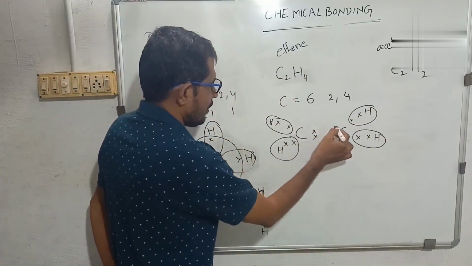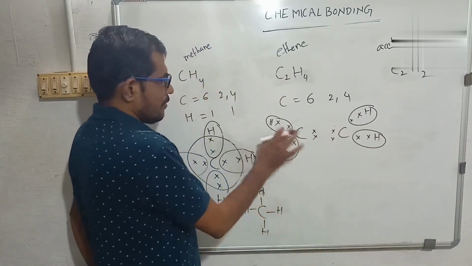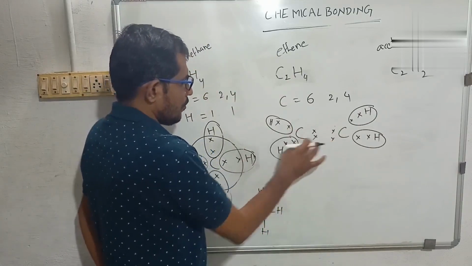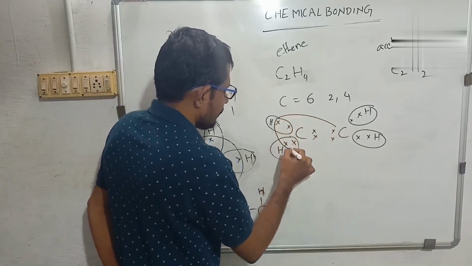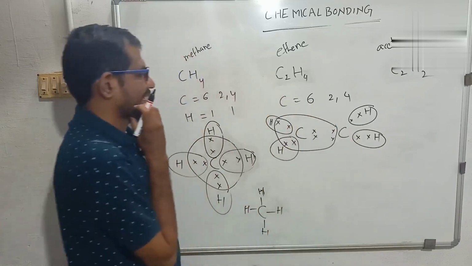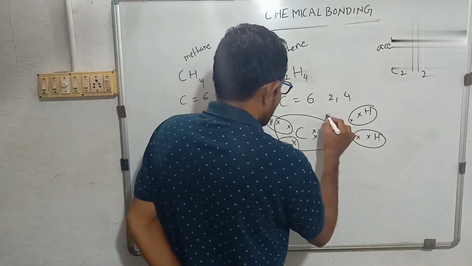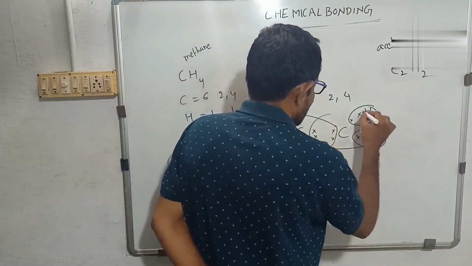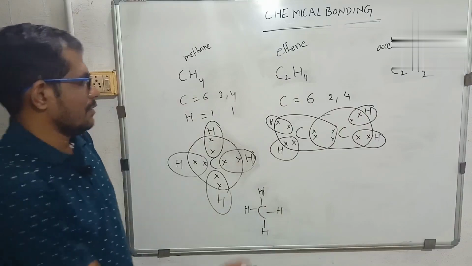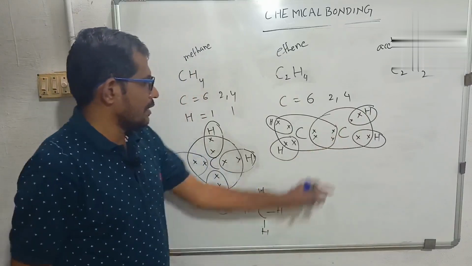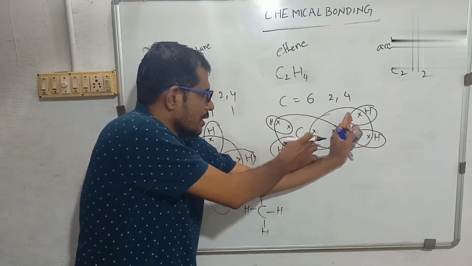So for this carbon, the circle will come like this. Observe carefully. For this carbon, 1, 2, 3, 4, 5, 6, 7, 8. So the circle will come like this. For this carbon, the circle will come like this. So if you count individually, for this carbon, close in this circle only.